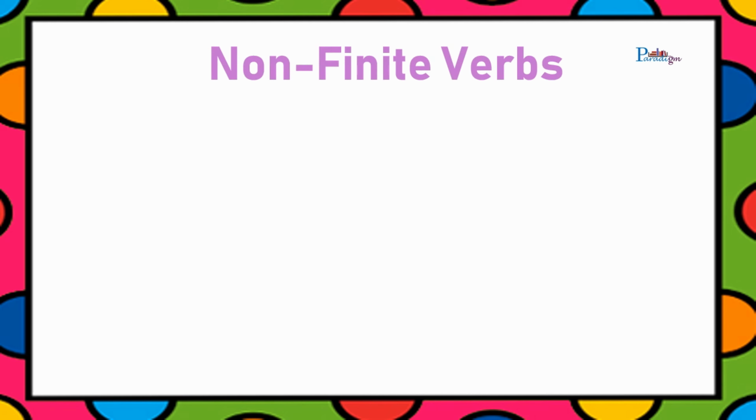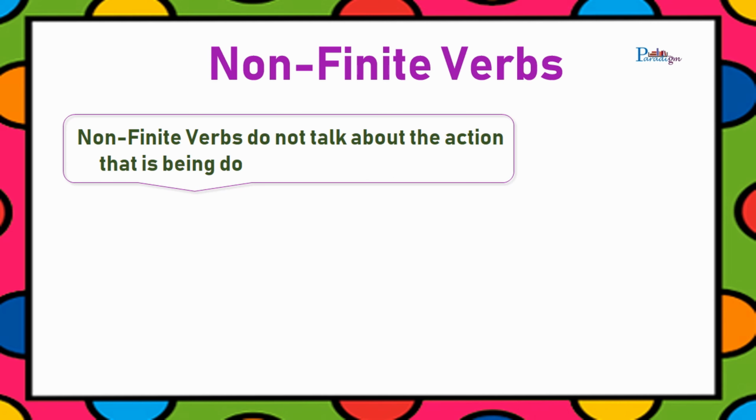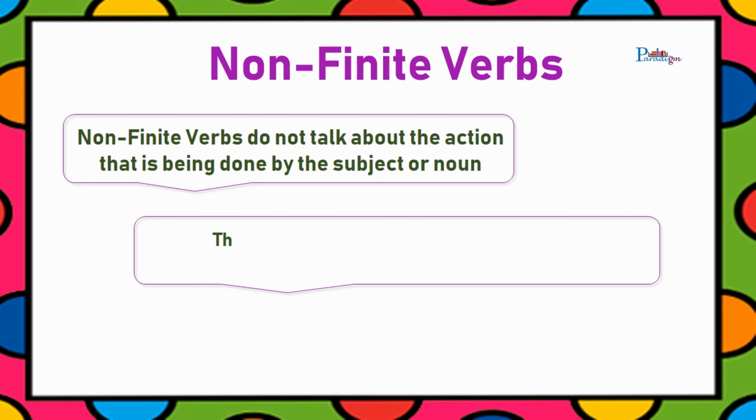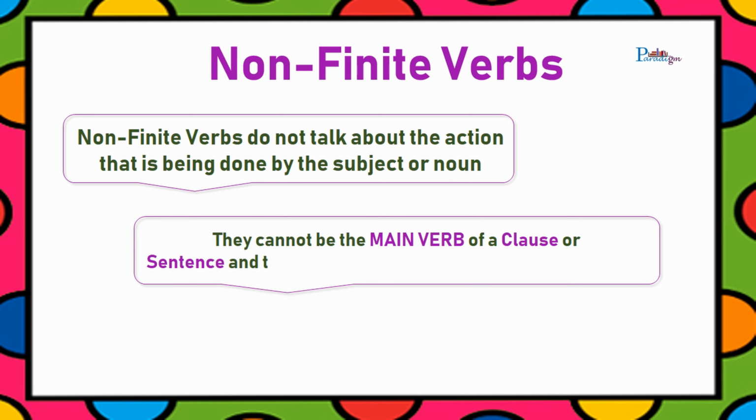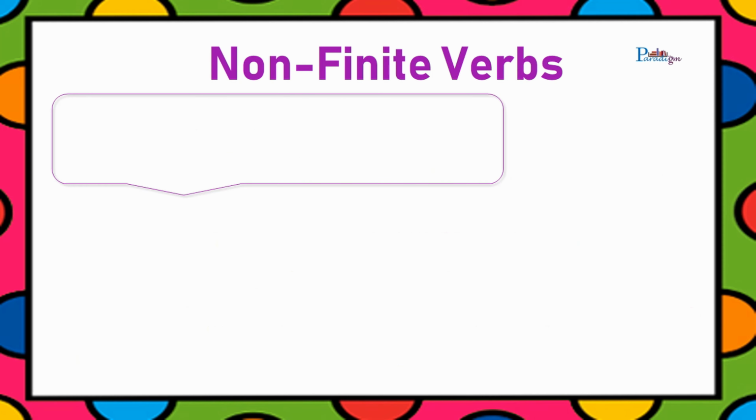Non-finite verbs are of three categories: gerund, infinitives and participles. They do not talk about the action that is being done by the subject or noun. They cannot be the main verb of a clause or a sentence, and they do not indicate any tense, mood or gender. We can also use these verbs as noun, adverb and adjectives.